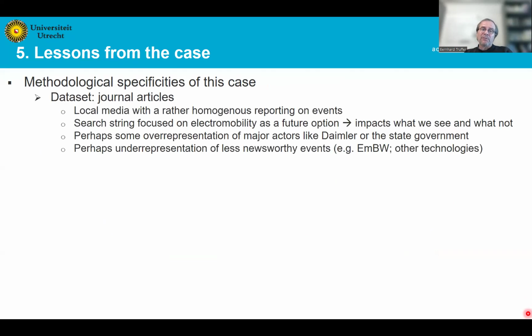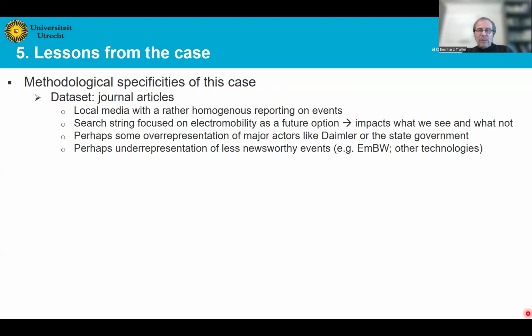So the methodological specificities of this case: the data set, the newspaper articles that we had, is very strongly based on local media with a rather homogeneous reporting on events. So it's not likely to provide the very conflictual positions that you might see if you go to national newspapers or other kinds of media. The search string focused strongly on electromobility as a future option. So this has, of course, an impact on what we could see and what not. Perhaps other alternative technologies that were also in the discussion were a bit sidelined by the search term.